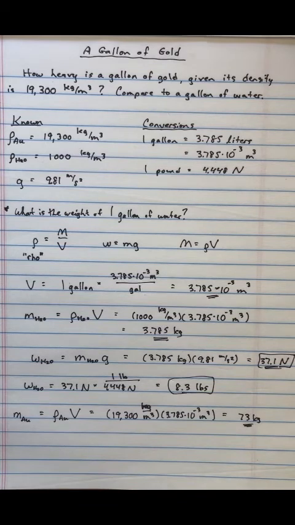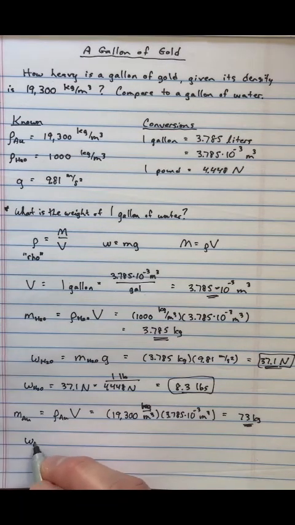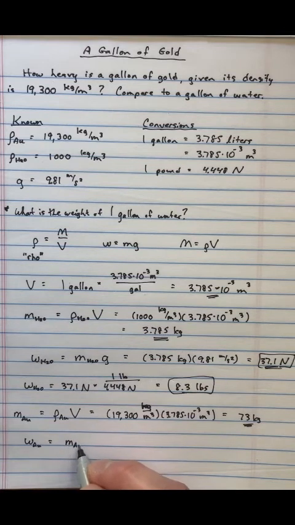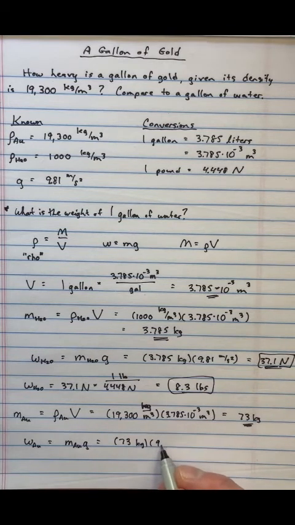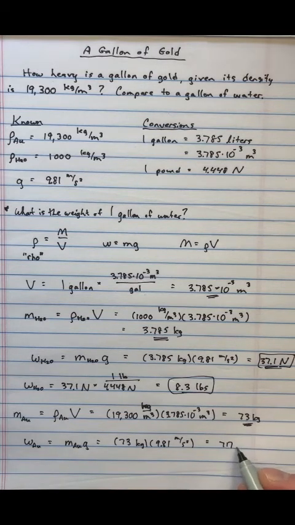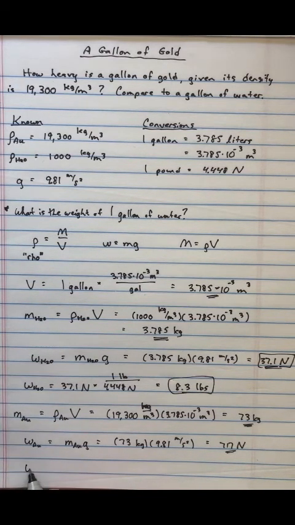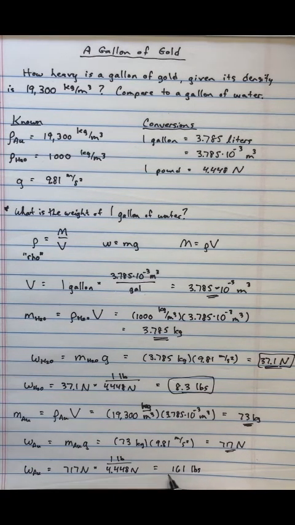That's decently heavy. Let's turn that into newtons quick. So weight of gold is mass of gold times g. 73 kilograms, 9.81 meters per second squared. And I get 717 newtons. And last step then, to convert this into pounds for our American folks. Weight of gold, which is 717 newtons. Again, 1 pound for every 4.448 newtons. And I get 161 pounds.